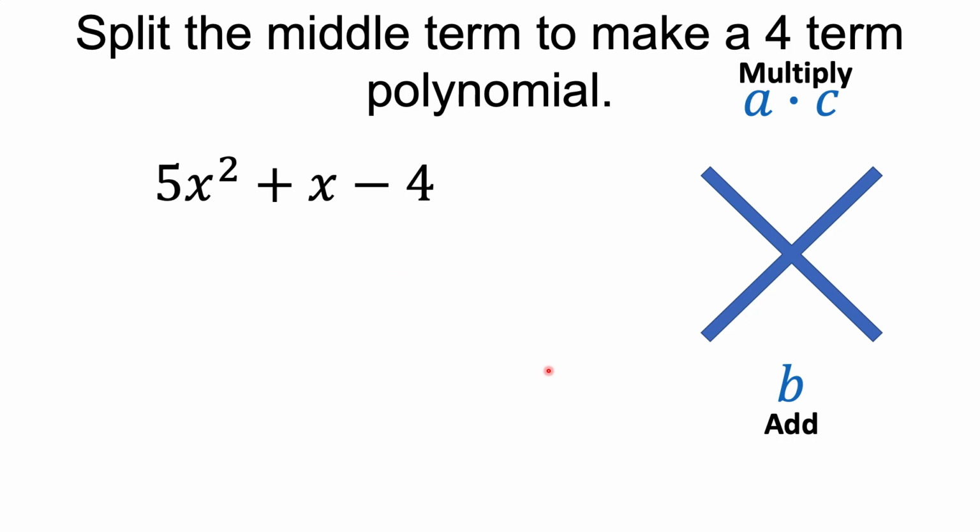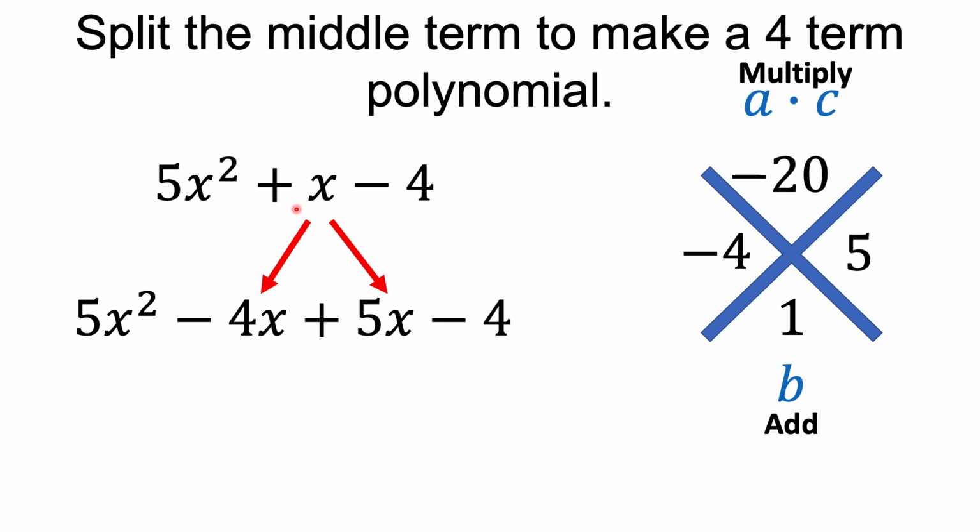Okay, let's try this one. Top and bottom should be negative 20 on top. Now b is usually the number in front of x, so that's going to be a 1. And that's going to be a negative 4 and a 5. Okay, so negative 4 times 5 is a negative 20. Negative 4 plus 5 is a positive 1.